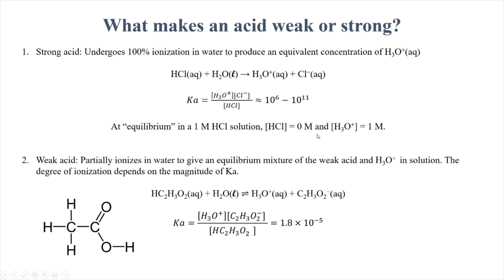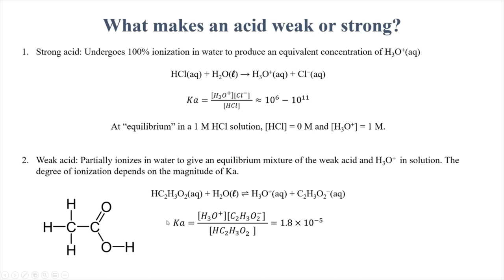Okay, so now let's look at how we can compare a weak acid to that. Well, a weak acid partially ionizes in water. So if it's strong, it 100% ionizes. If it's weak, it only partially ionizes. And this gives an equilibrium mixture of the weak acid and the hydronium ion in solution. So what we're seeing is a mixture of reactants and products. In this case, this is acetic acid. So we have some acetic acid in the solution, and we have some H3O+, and we have some acetate. And they're all mixed together with appreciable, measurable concentrations. The concentrations of these products may be very, very small in the case of a very weak acid, but they're there and they're measurable.